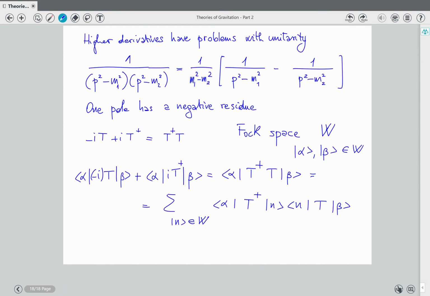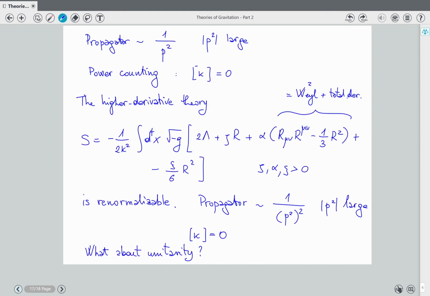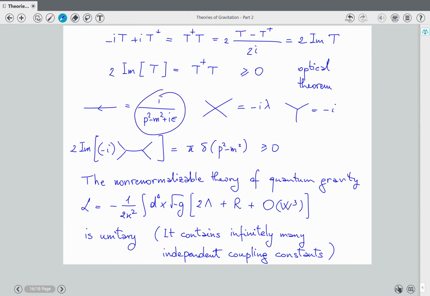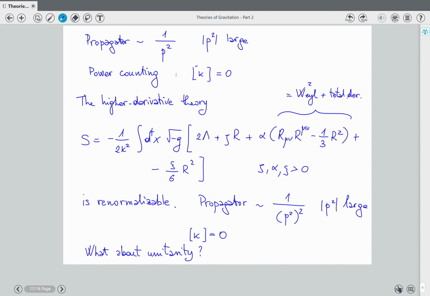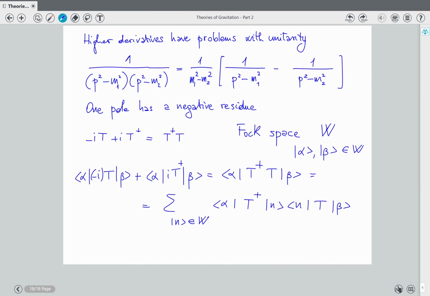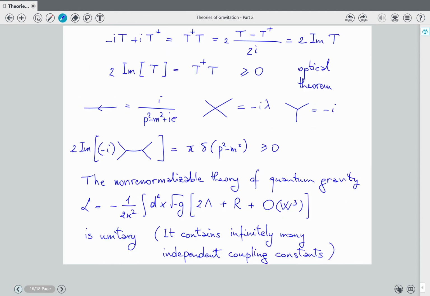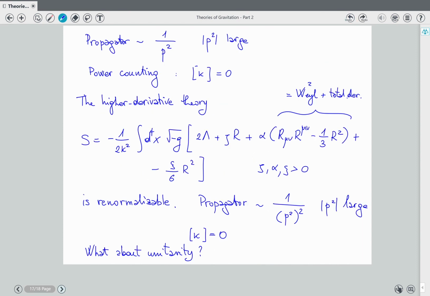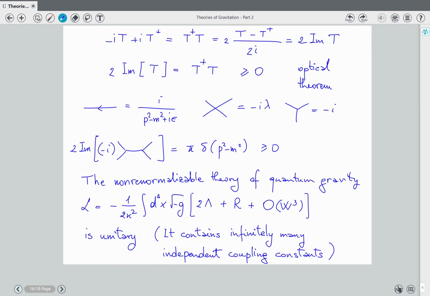If you take that propagator, you will have two delta functions instead of one. This is the usual propagator like this, so you have just this. In that case, you will have pi delta of p squared minus m1 squared minus pi delta of p squared minus m2 squared. So you have a difference of two delta functions instead of just one delta function with a positive sign. And the difference of two delta functions cannot be non-negative.